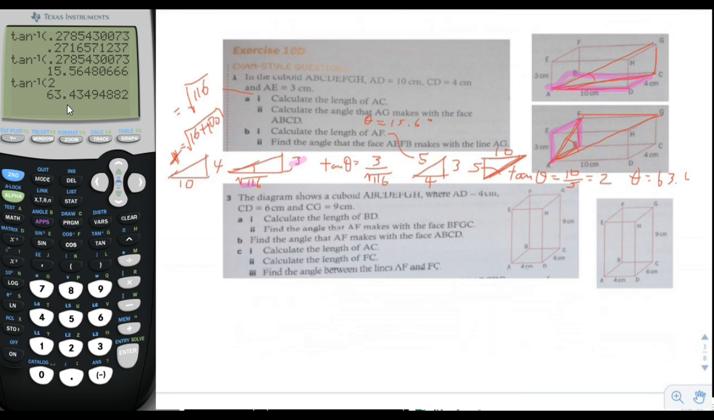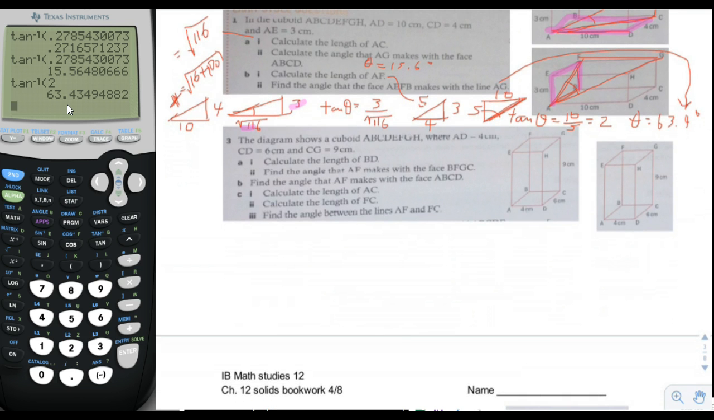63.4 degrees. Okay, and that's the answer to that one right there. All right, last one on this page. The diagram shows the cuboid ABCDEFGH, where AD is 4, CD is 6, and CG is 9, and they've already drawn the picture out for us. Calculate the length of BD.